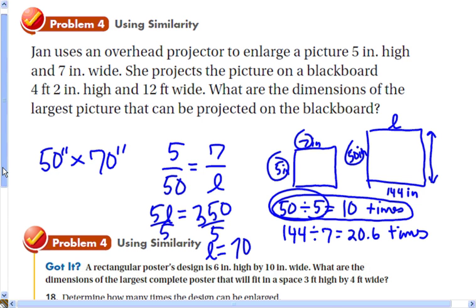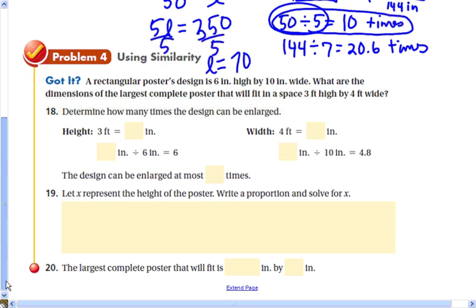So you try it. See if you can come up with the right answer here.